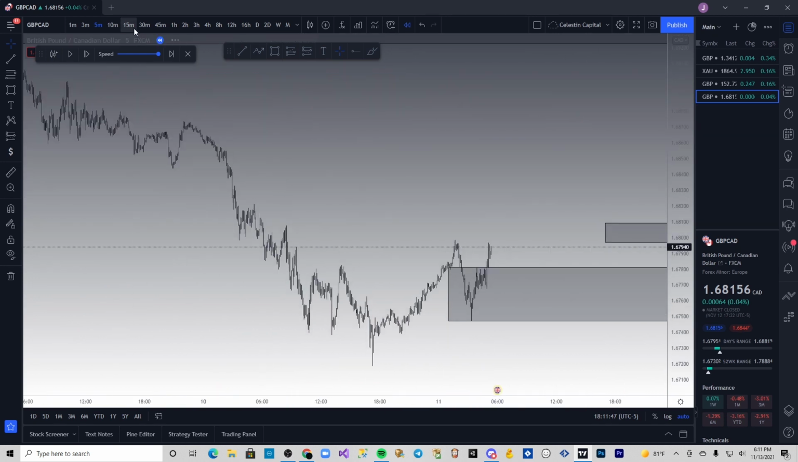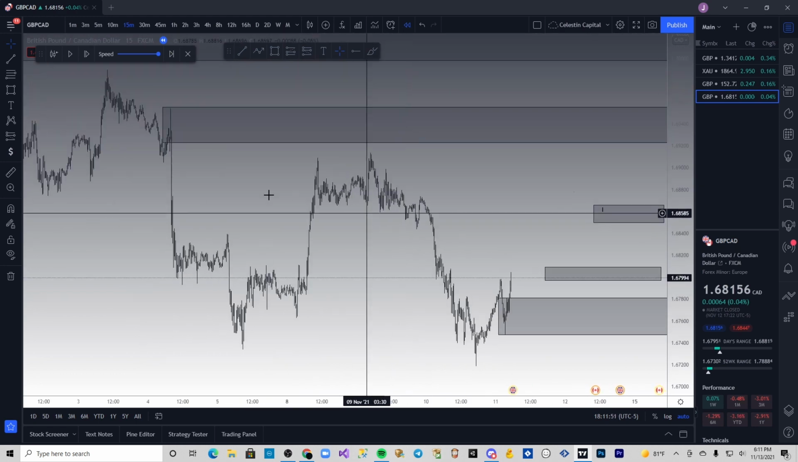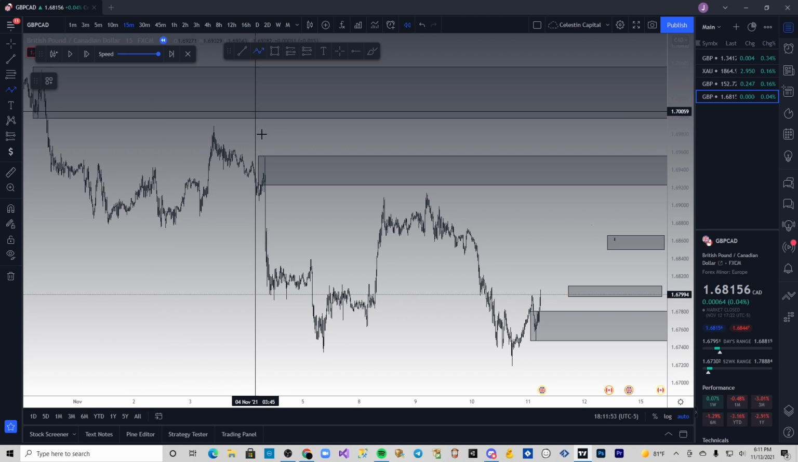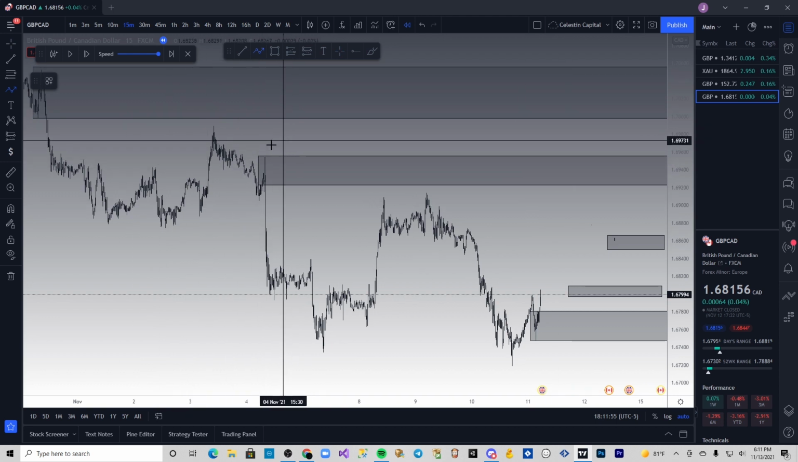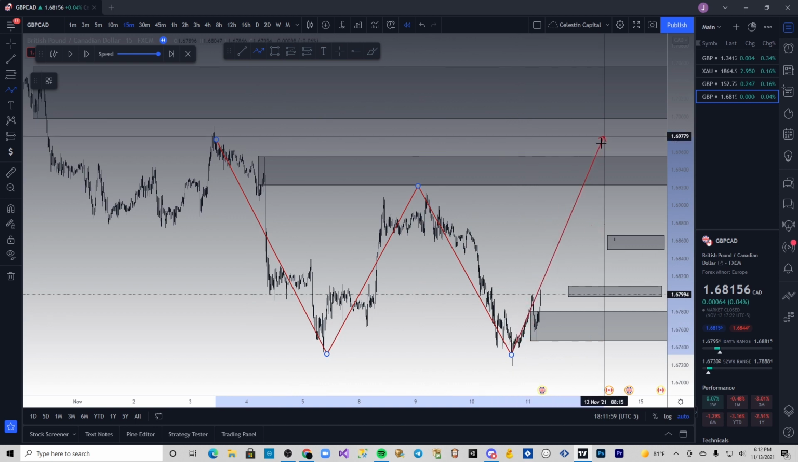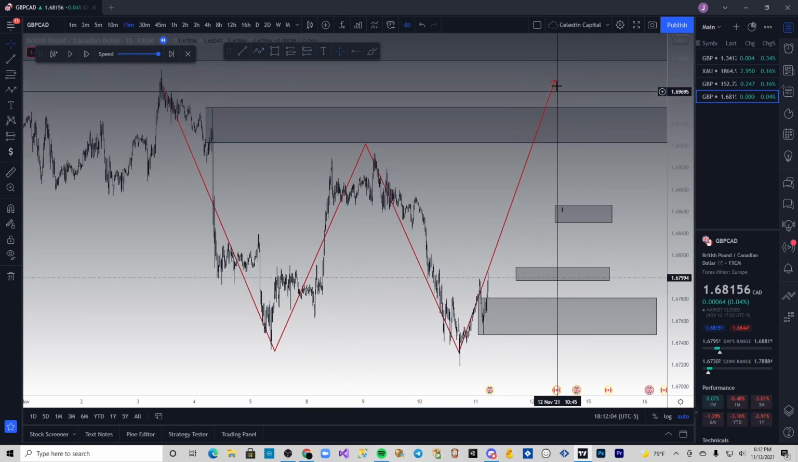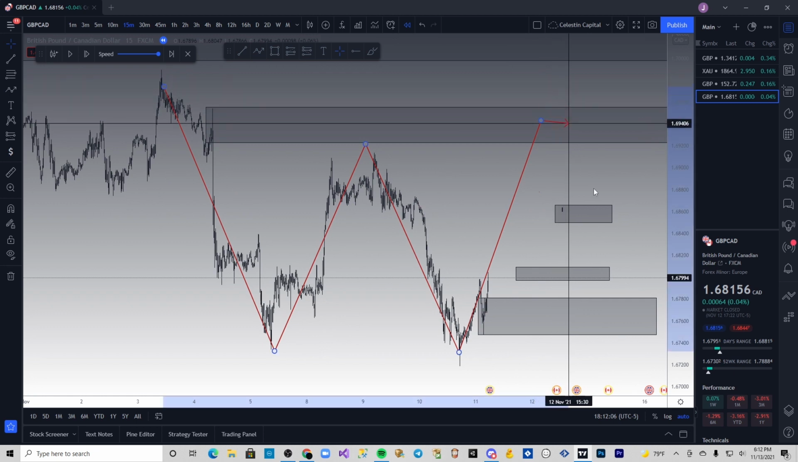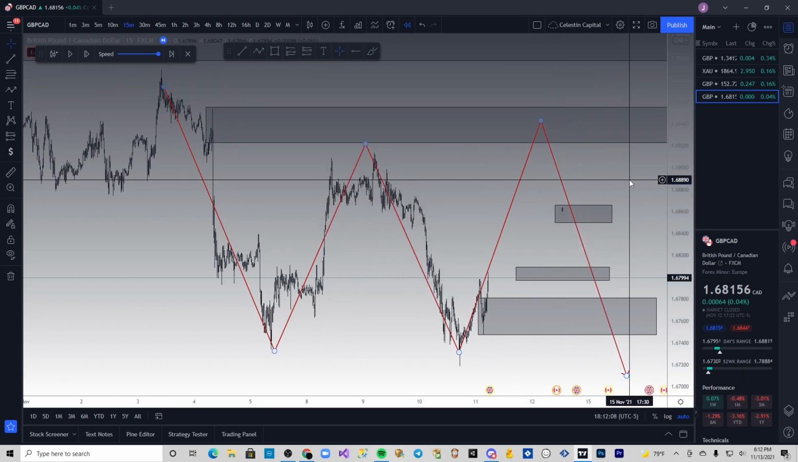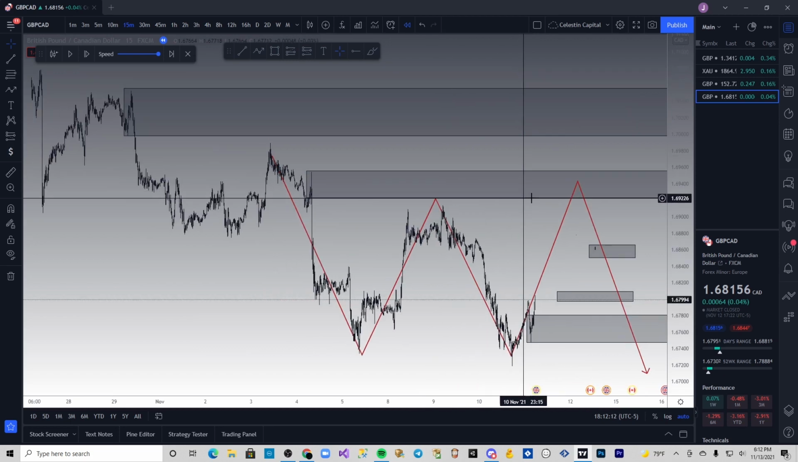So if we zoom out, we see that this is the structure of the market, right? We can see something like this, and we can expect the market to mitigate some orders before continuing to the downside. So this is what I see happening right now.